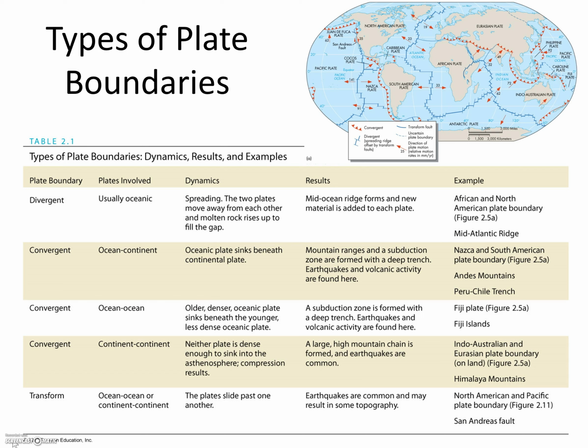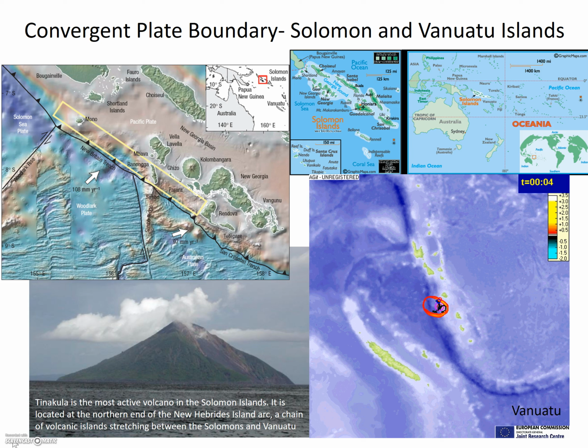Next is convergent plate boundary, ocean-ocean. Solomon and Vanuatu Islands. The older, colder oceanic crust to the west is subducting under the younger, warmer oceanic crust to the east. As the old, cold oceanic crust melts, the magma rises and produces volcanoes to the east of the trench, which supports a nation.